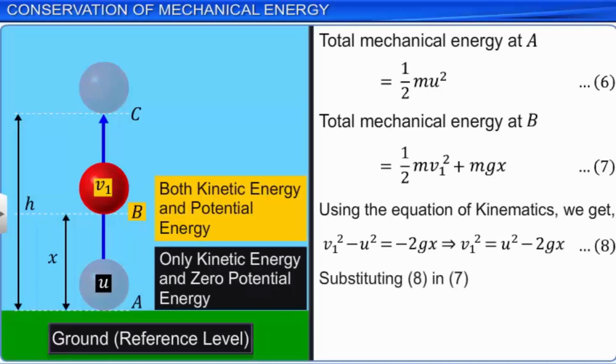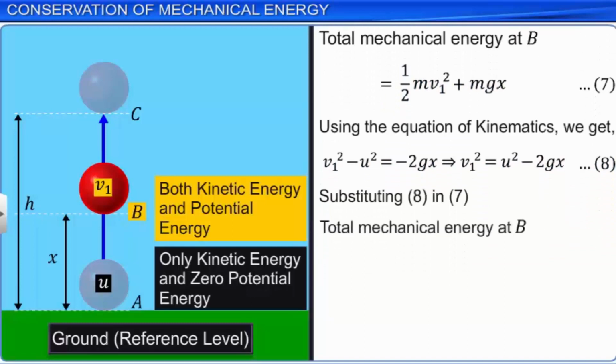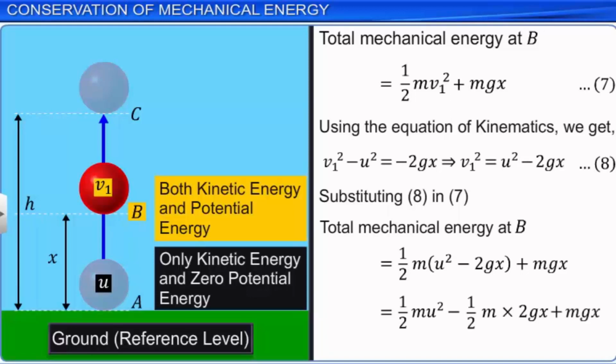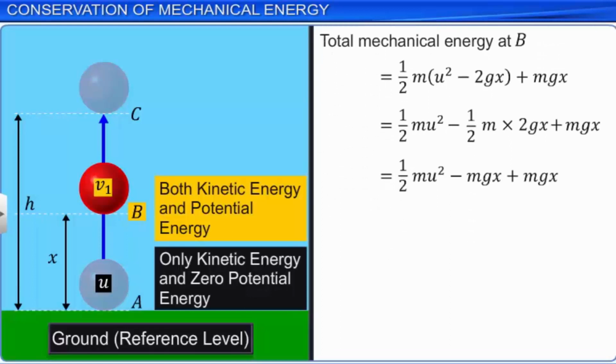Now substitute equation 8 in equation 7. And upon simplifying, we get total mechanical energy at B equal to half m into u square minus 2gx plus mgx, which is equal to half mu square minus half m into 2gx plus mgx, equal to half mu square minus mgx plus mgx. Thus we get the total mechanical energy at B equal to half mu square. Let this be equation 9.